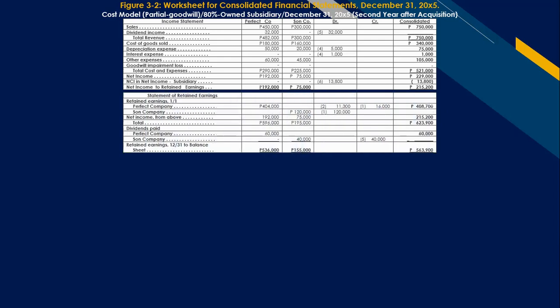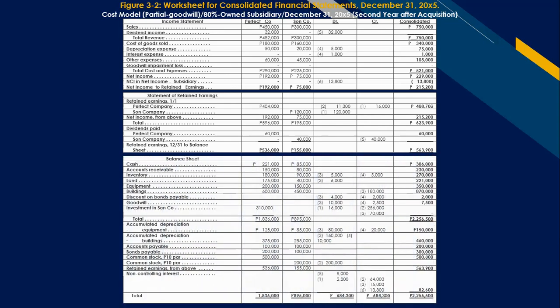So in this statement of retained earnings, Perfect, we have the adjustments and eliminations. Then we have the subsidiary. We have net income from above. And finally, the totals, dividends paid, Perfect Company and Sun Company. And we have now the retained earnings on December 31 to the balance sheet.